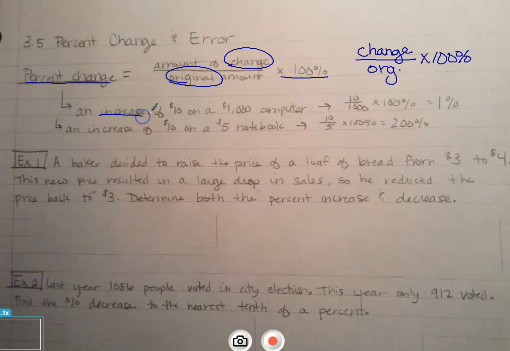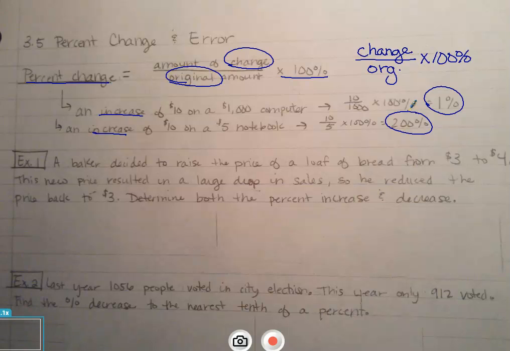An increase of $10 on a $1,000 computer is going to be 10 over 1,000 and then times 100%. So that's a 1% change. Another increase here, but this is $10 on a $5 notebook. Our change was $10 on a $5 notebook, that was the original price, times 100% is 200% change. So that cost increased by 200%. Instead of being $5, now it's 15. So let's get into it.